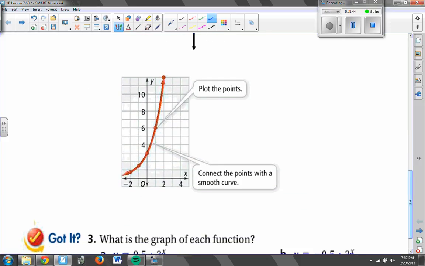But I do want you to check. That's what your book has for you on the top, page 455, so that we can check our work. Looks good, looks like what we have.